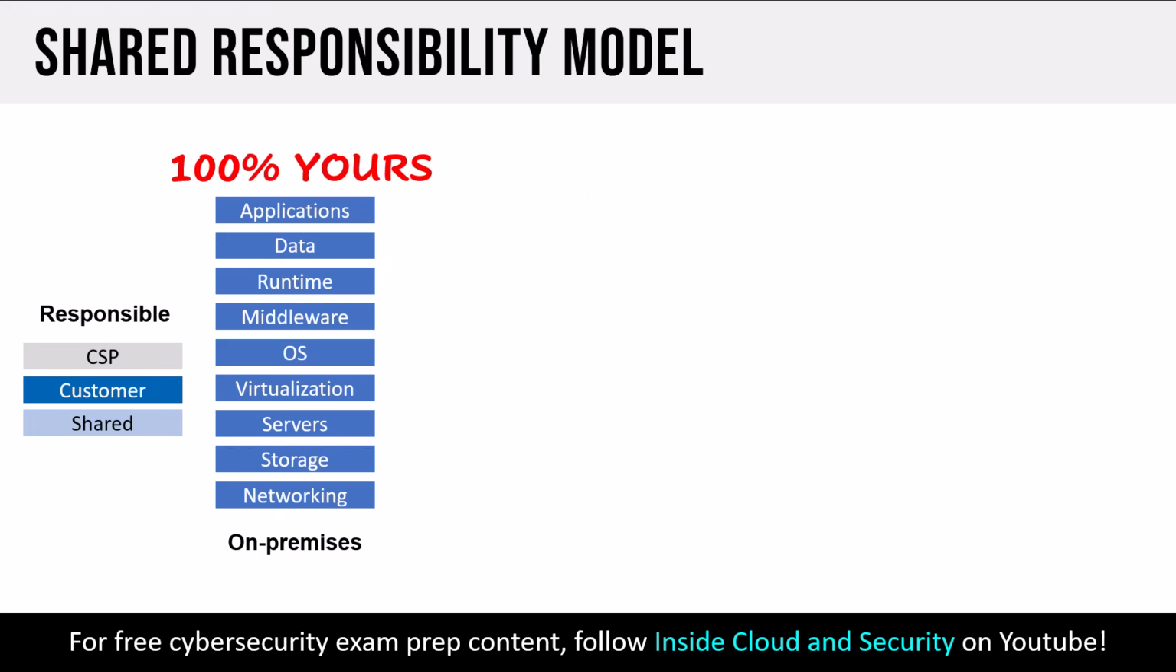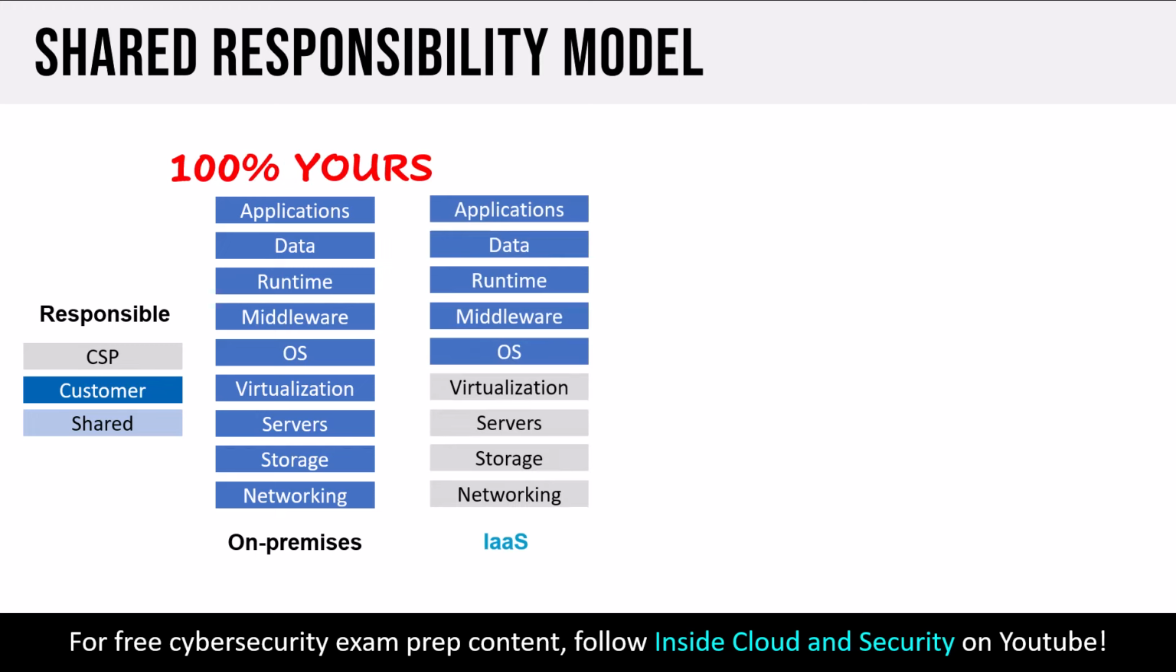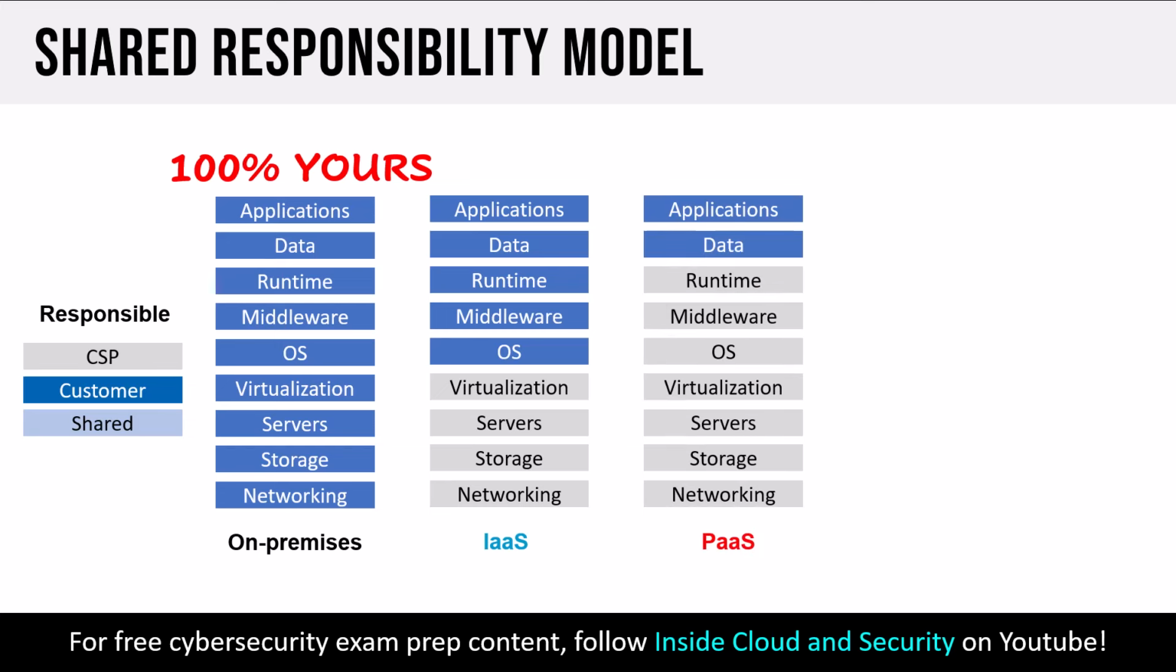So getting back to our model here, we have infrastructure as a service where you see the CSP begins to take on some responsibility for the physical networking, storage, servers, and virtualization. So they're managing from that hypervisor down. When we move into platform as a service, the CSP takes on more responsibility still, now managing the operating system, the middleware, and the runtime, with the customer only managing data and applications.